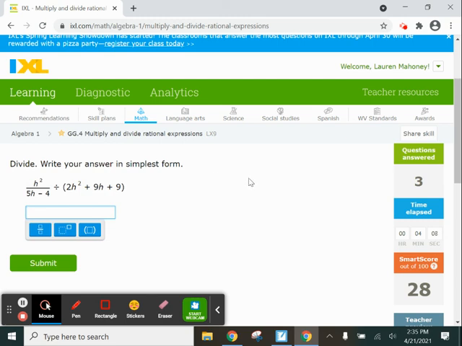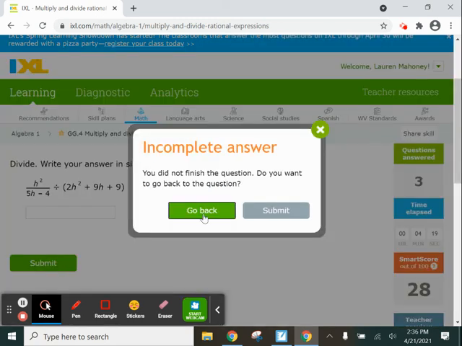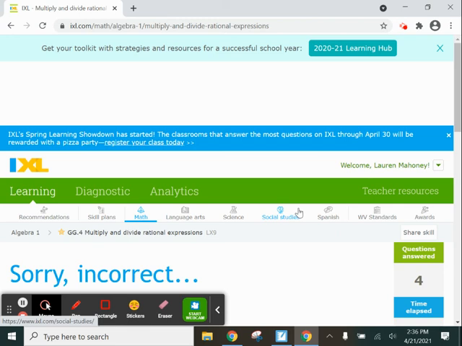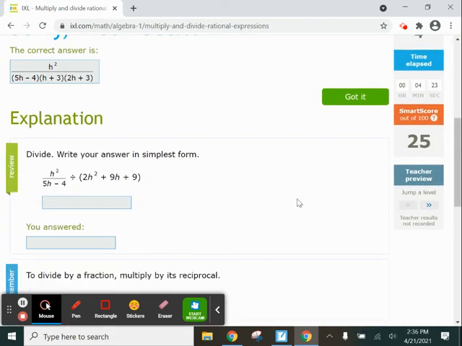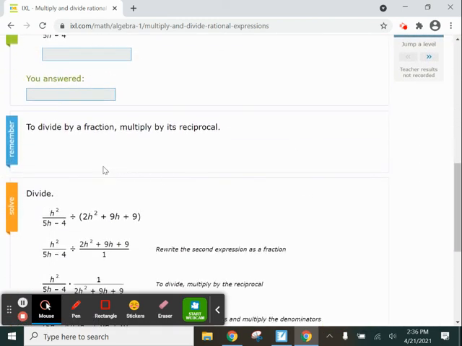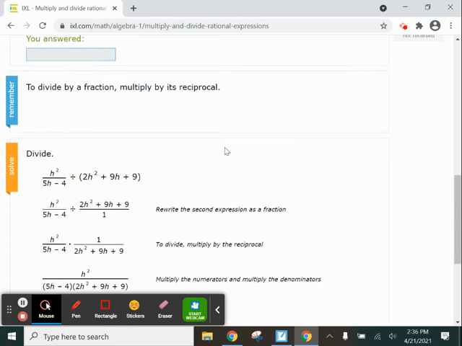This is going to wrap up GG.4. Remember, you can always go back and look at those Khan Academy videos if you're not entirely sure how to do these questions. And also, if you get a question wrong, I'm going to go ahead and submit that. Notice it does give you your explanation. So it says to divide a fraction, multiply by a reciprocal.